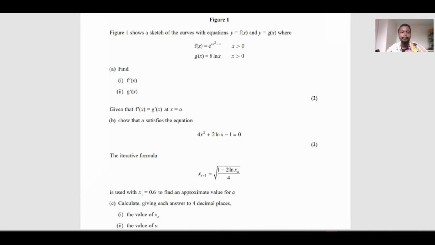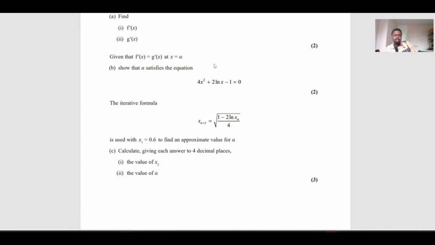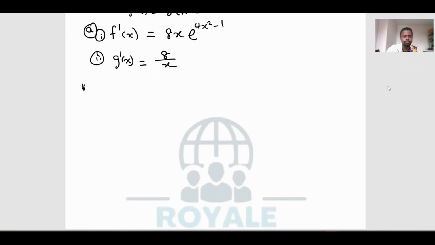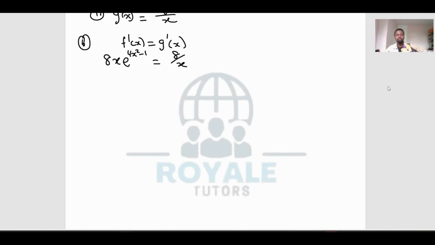Right, so let's see. Given that f prime of x equals g prime of x at x equal to alpha, show that alpha satisfies this equation. So we need to equate both of them. F prime of x is being equated to g prime of x. That's going to be 8x e raised to the power of 4x squared minus 1 equal to 8 over x. So the first thing I will do is divide by 8.